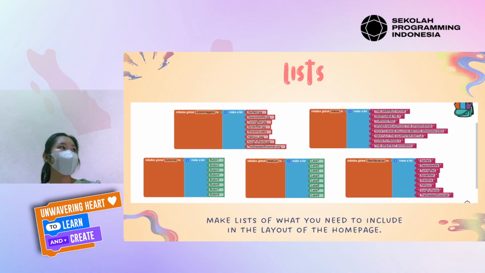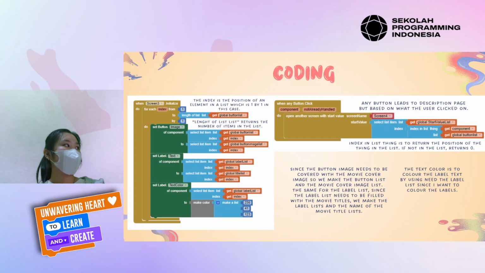So for the coding, we need to make a lot of lists first. There is the button image list, button list, label list, title list, and the start value list. When the screen initializes, for each index from 1 to length of list, get global button list by index. The index is the position of an element in the list, which is 1 by 1 in this case. Length of list returns the number of items in the list.